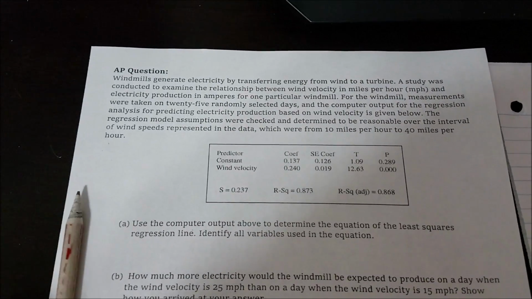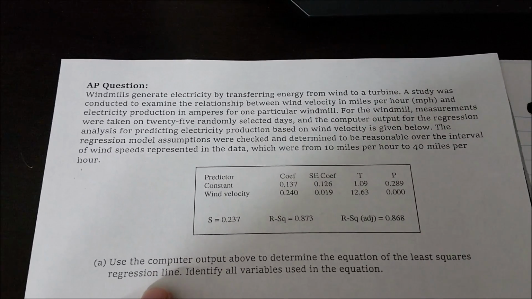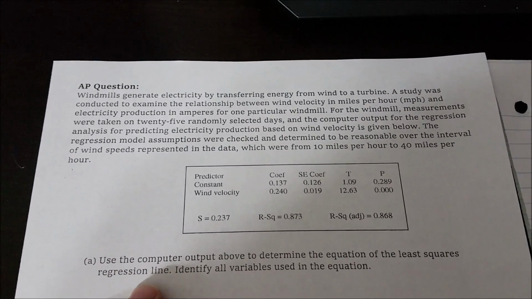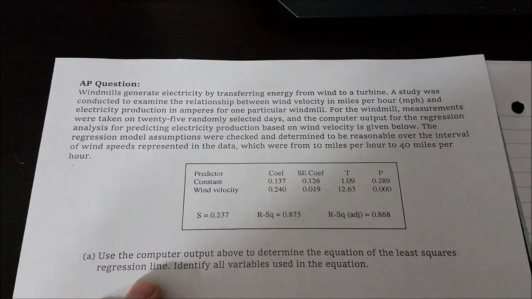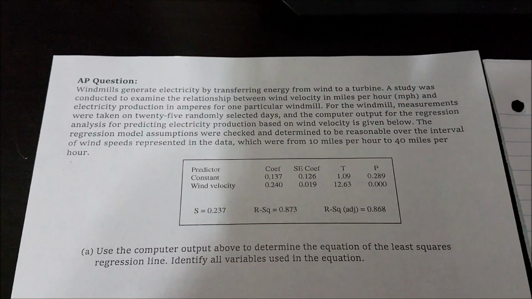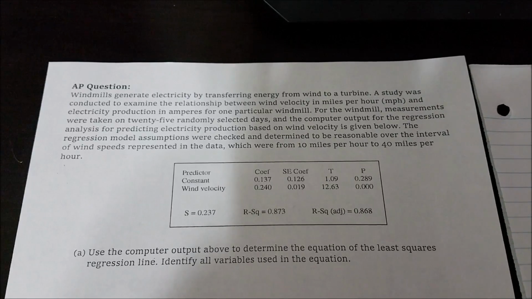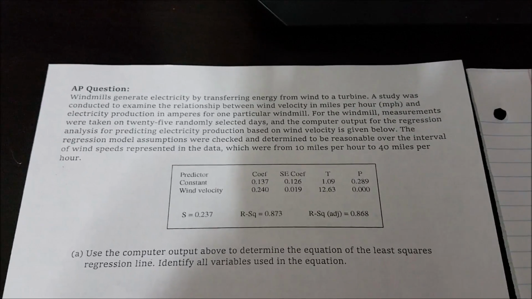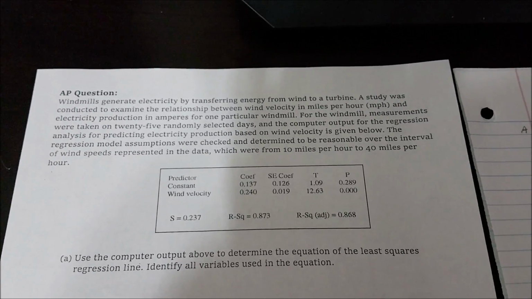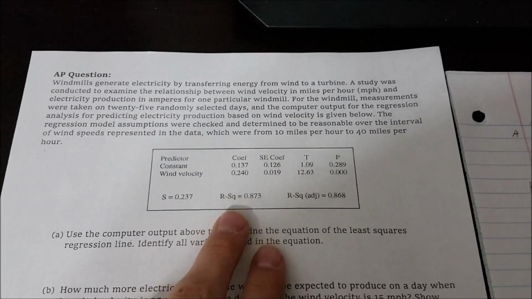This is AP Stats Quideo number 2, AP question. Windmills generate electricity by transferring energy from a wind to a turbine. A study was conducted to examine the relationship between wind velocity in miles per hour and electricity production in amperes for one particular windmill. For the windmill, measurements were taken on 25 randomly selected days, and the computer output for the regression analysis for predicting electricity production based on wind velocity is given below. The regression model assumptions were checked and determined to be reasonable over the interval of wind speeds represented in the data, which were from 10 miles per hour to 40 miles per hour, and it gives us all this data.